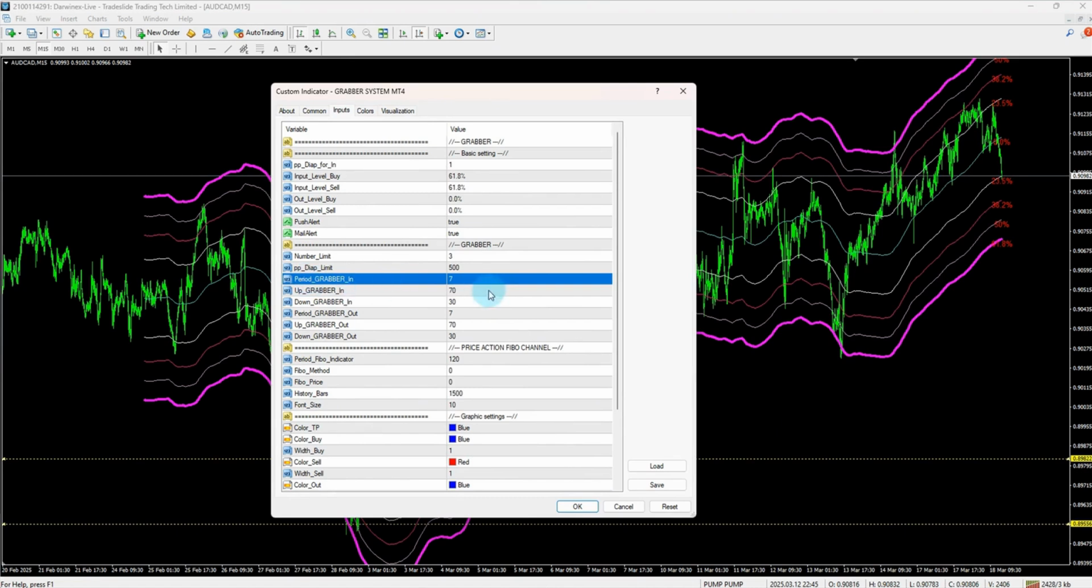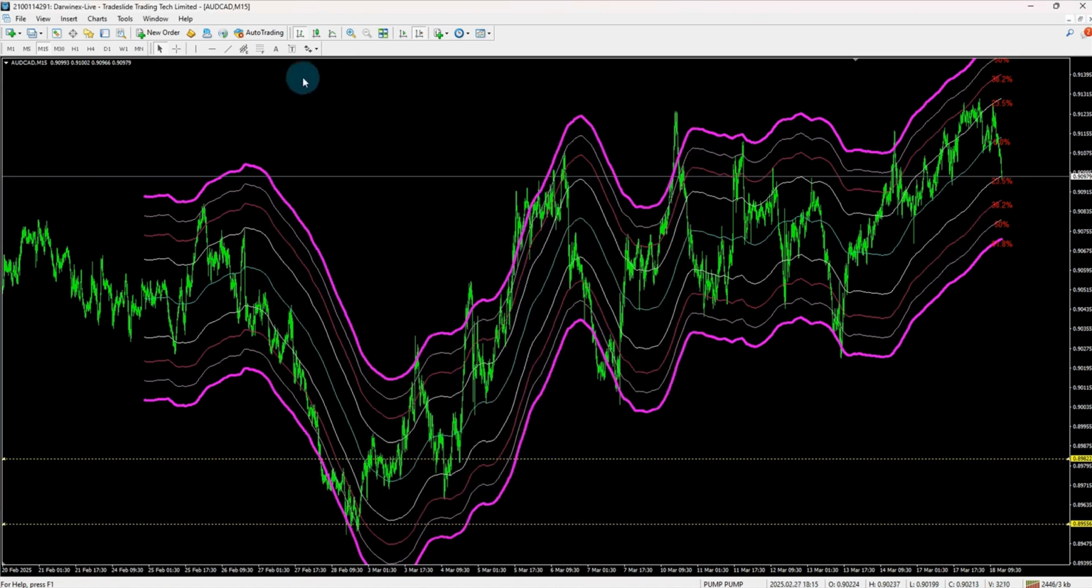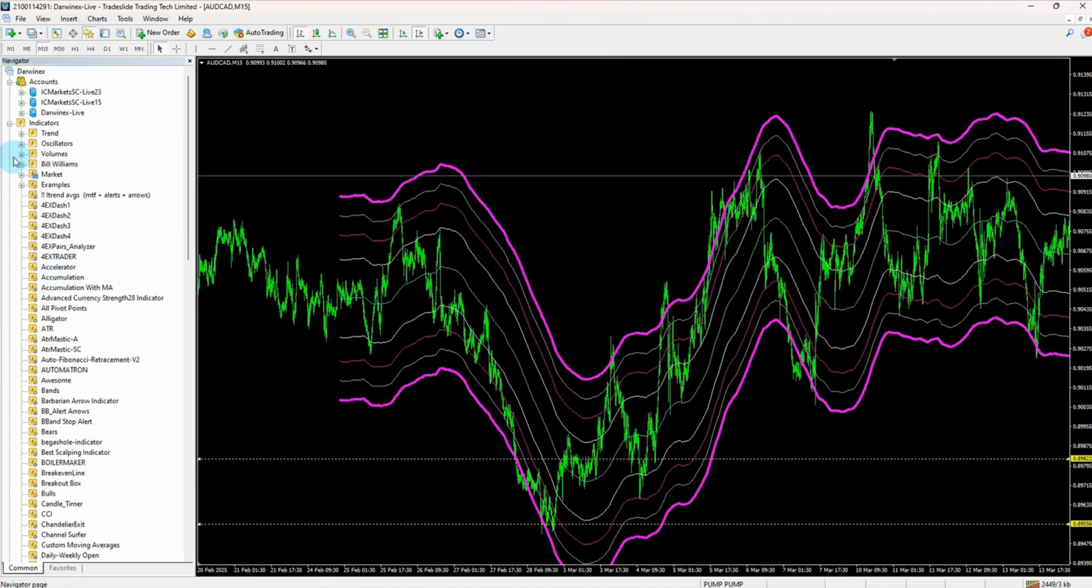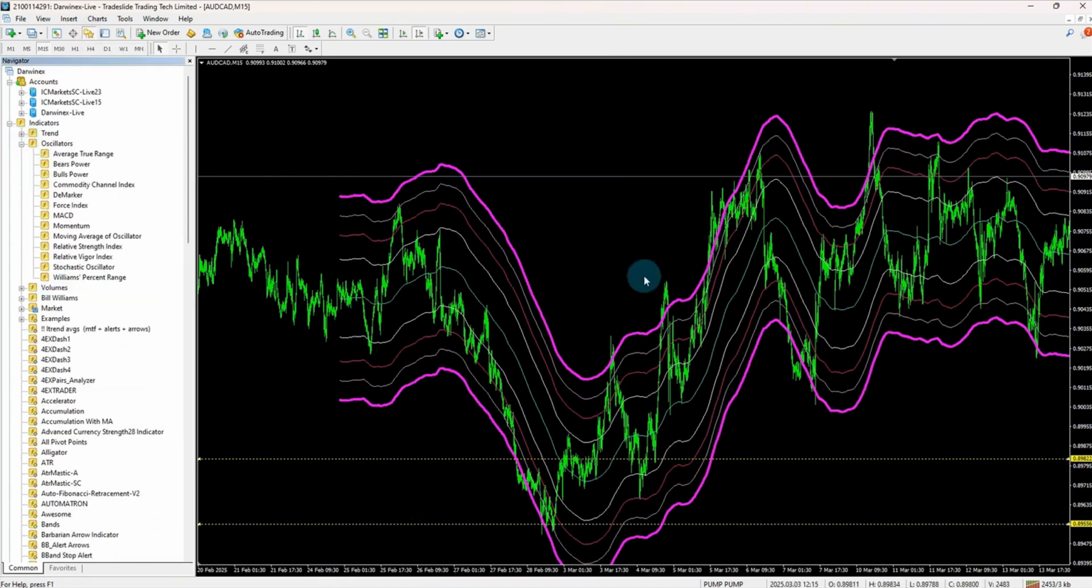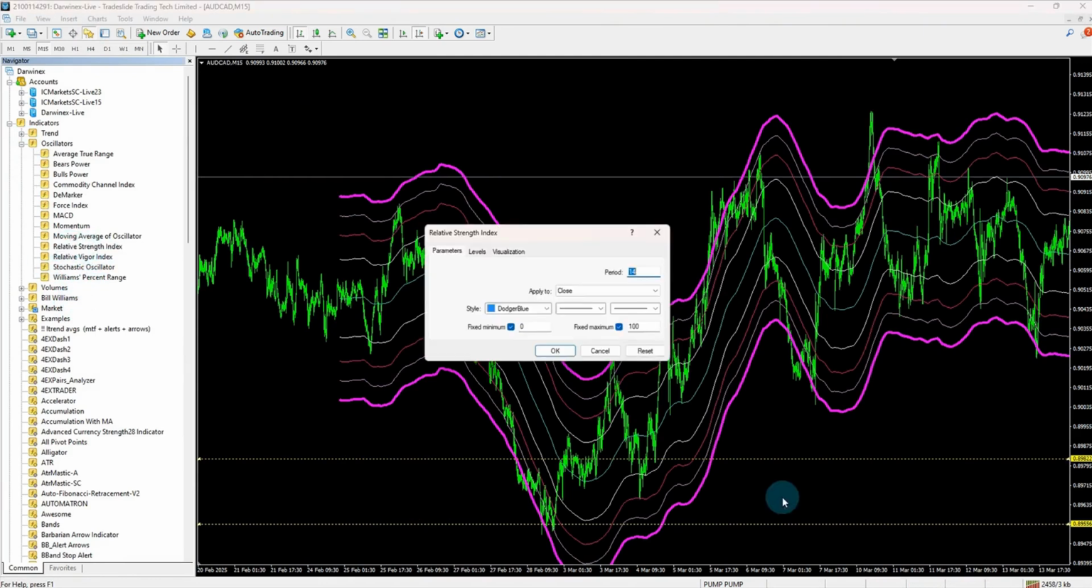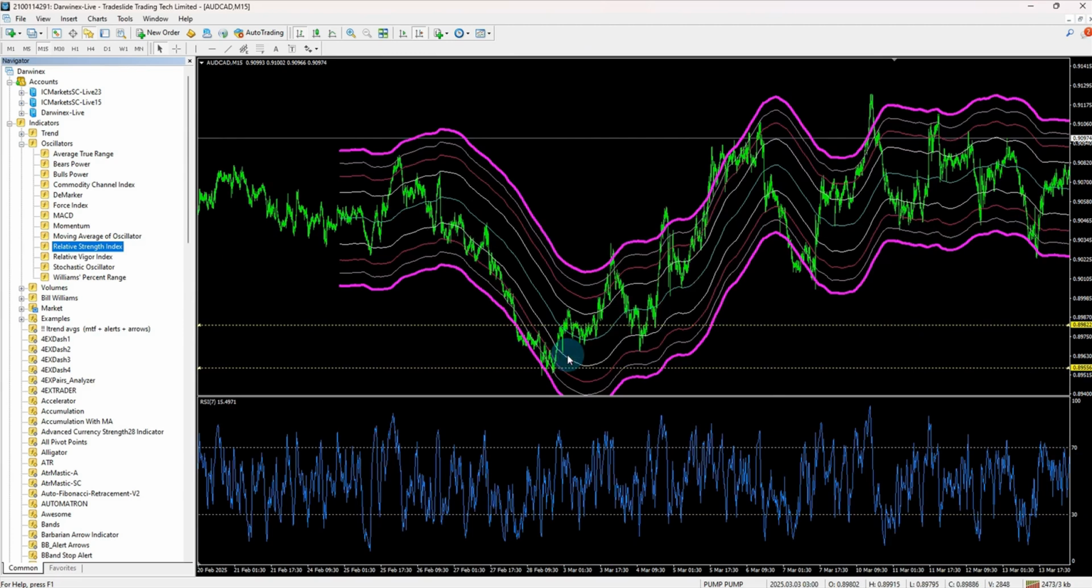Another function is the RSI grabber period, which is the period of the RSI indicator integrated into this indicator. Look, let's say we take the RSI indicator, we set it here, with a period of 6, I think, or 7, actually it was 7, I believe. There, this is the indicator. It is embedded inside this channel grabber. It's built in and not visible, but it is actually there.